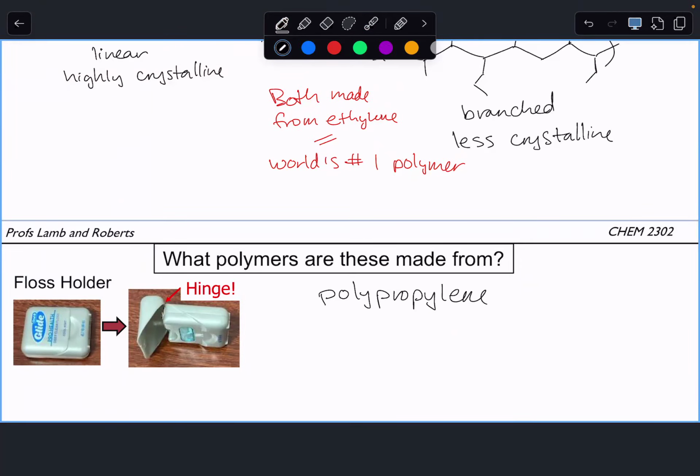If ethylene is the 2-carbon alkene, propylene is the 3-carbon alkene. So it looks like this. Propylene, we've got 1, 2, 3 carbons. When we polymerize it, it is also a vinyl polymer. It looks like this. We have that methyl group right there.